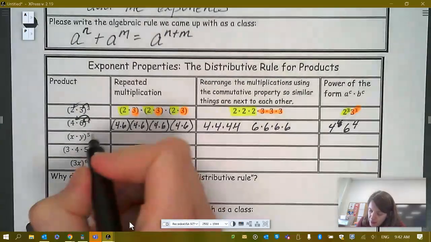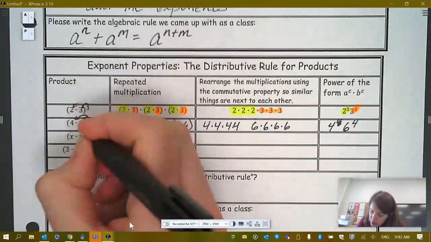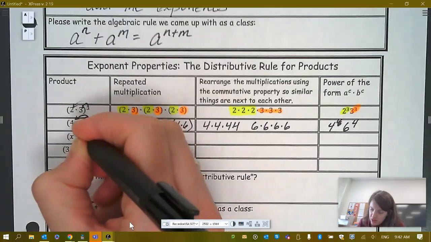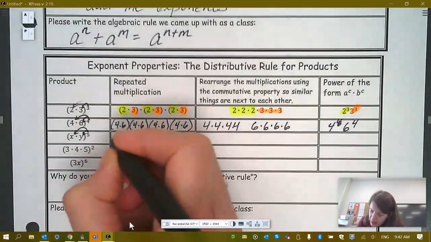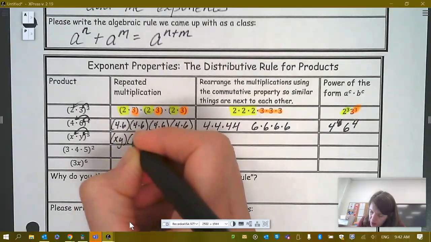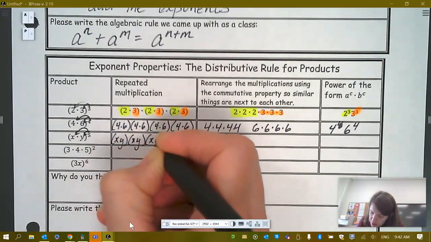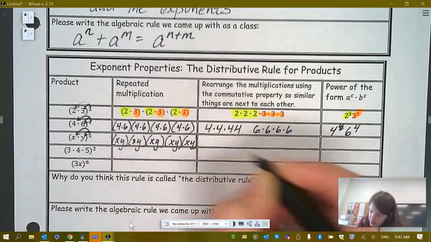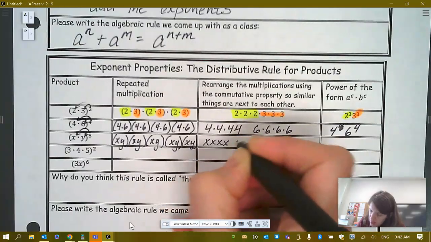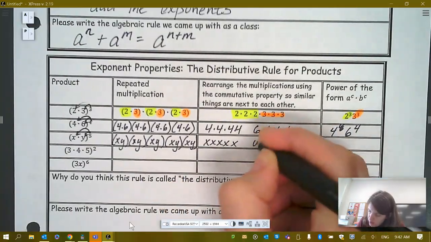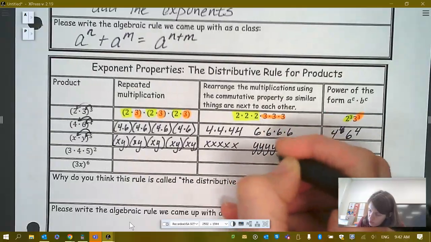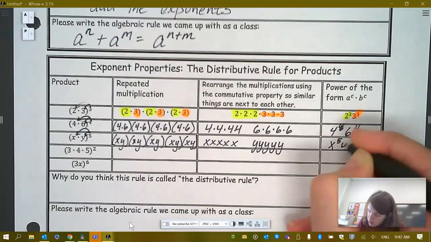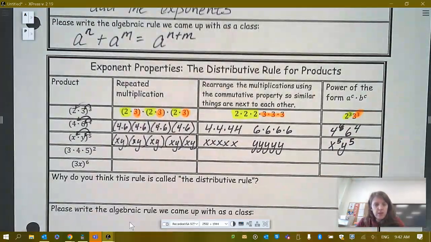All right, so what would happen here? If I'm thinking about it as distributing my thing, I can do it a little bit faster, okay? But really, this would be xy, xy, and I do it 5 times, right? And over here, I'd have 5 x's, and I'd have 5 y's, right? Which would be x to the 5th and y to the 5th.